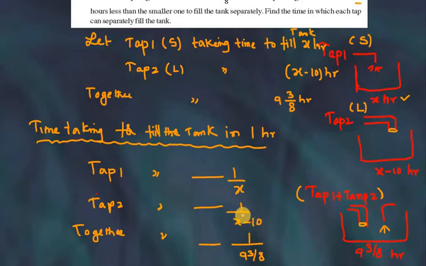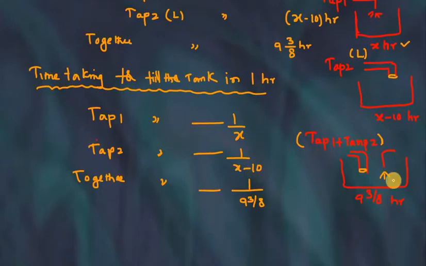Suppose one tap takes 8 hours to fill the tank. In 1 hour, how much portion does it fill? 1 by 8. For example, tap 2 takes 12 hours to fill the tank. In 1 hour, how much does it fill? 1 by 12. So this is very important. This is how we are writing 1 by x, 1 by x minus 10, and 1 by 9 3/8. I converted everything into the 1 hour portion.